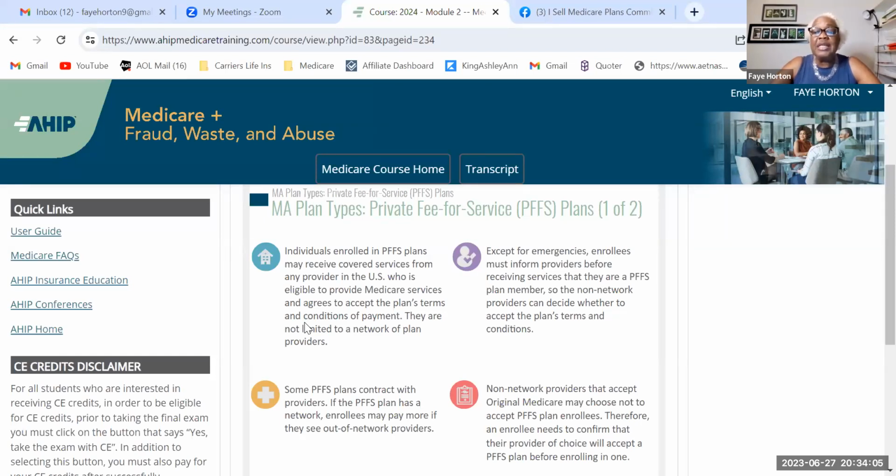Except for emergencies, enrollees must inform the provider before receiving services that they are a private fee-for-service plan member. And the non-network provider then can decide whether to accept the plan's terms and conditions or not.